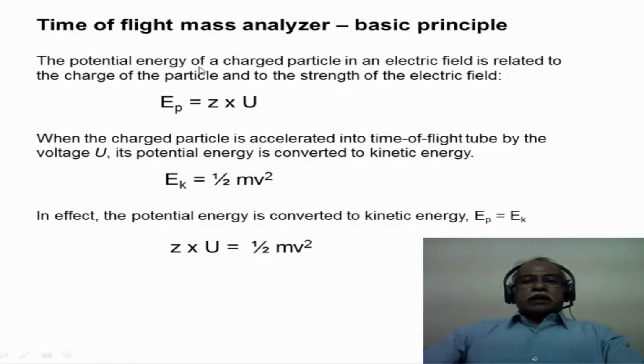Now in the time of flight analyzer, the basic principle is like this. The potential energy of a charged particle in an electric field is related to the charge of the particle times the strength of the electric field. In other words, this is the potential energy, which corresponds to zU, where z is the charge of the particular ion, and the electric field is U in this particular case. When the charged particle is accelerated in the time of flight tube, the potential energy gets converted into the kinetic energy. Kinetic energy is half mv squared. So if we equate zU to half mv squared, this is the expression that one gets by equating the potential energy to the kinetic energy.